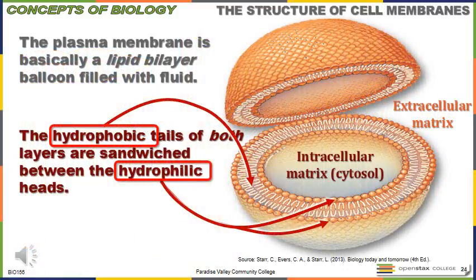Earlier in this lecture, we talked about the lipid bilayers that make up the membrane that surrounds a cell. And again, we're talking about eukaryotic cells here. This is a nice depiction of what they look like.